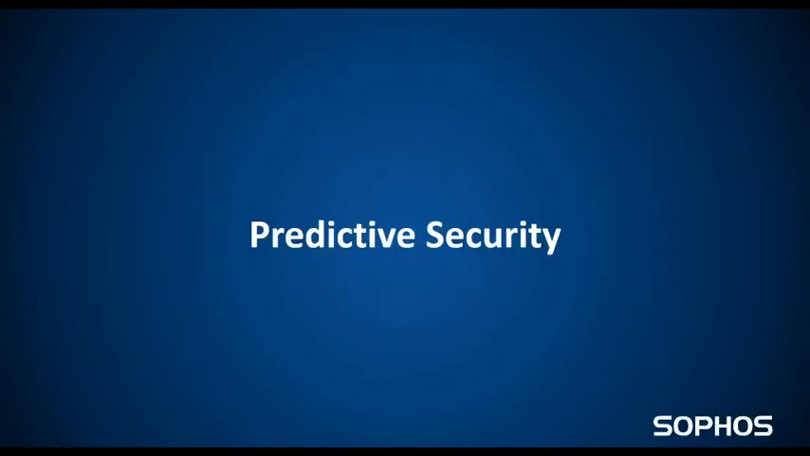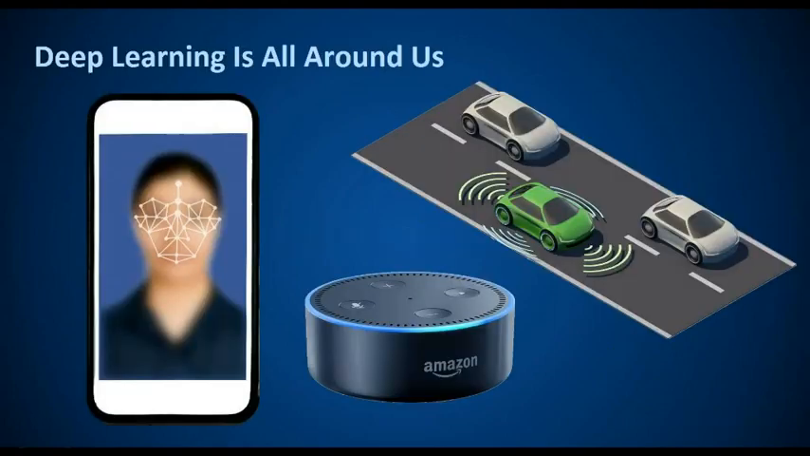And in order to protect against the unknown, we need technology that's predictive rather than reactive. By being predictive rather than reactive, we can better protect your organization by stopping threats that would otherwise have been missed. Now, clearly machine learning is all around us, and in fact deep learning is all around us, which we're going to be talking about specifically.